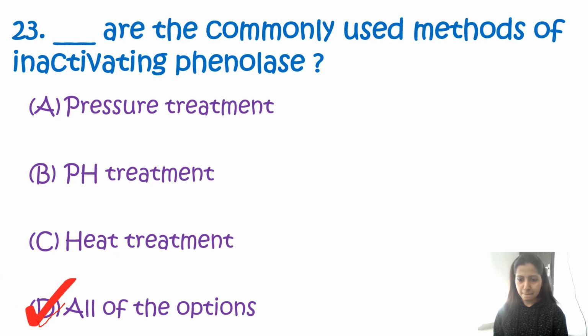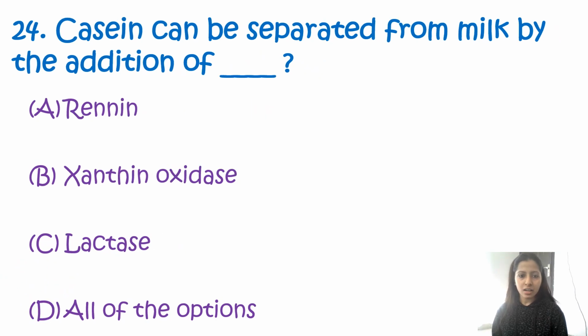Question number 24. Casein can be separated from milk by the addition of: option A, renin; option B, xanthine oxidase; option C, lactase; and option D, all of the options.